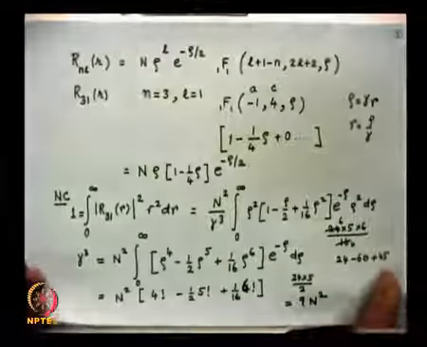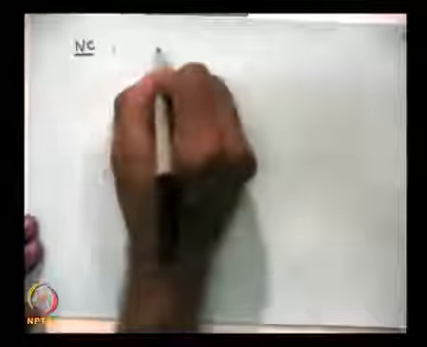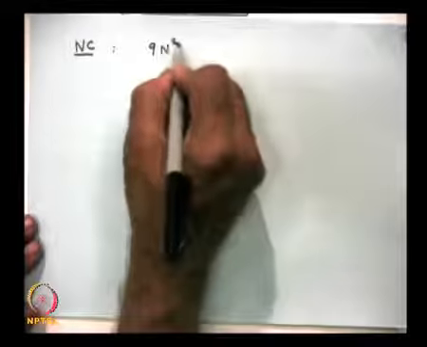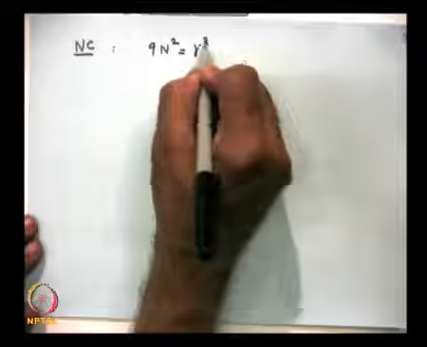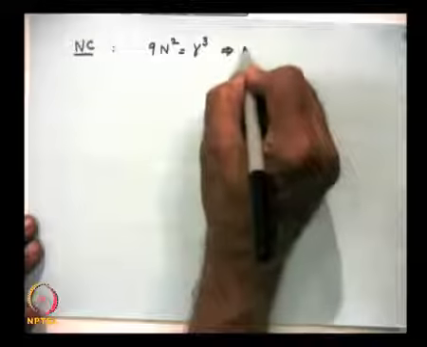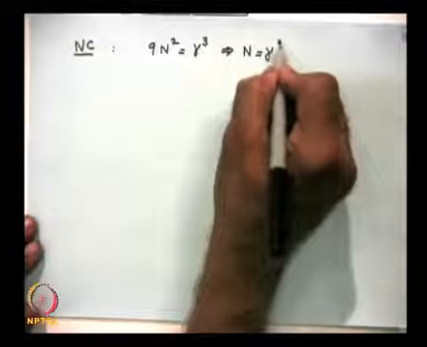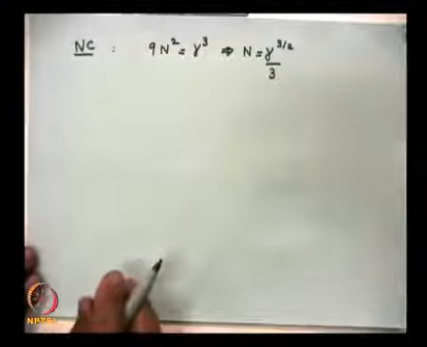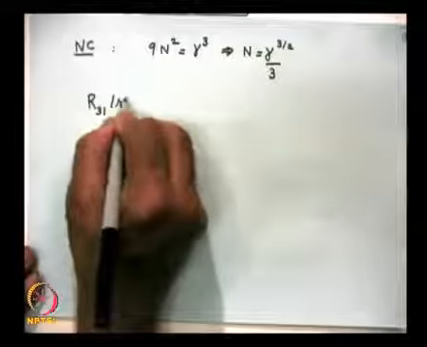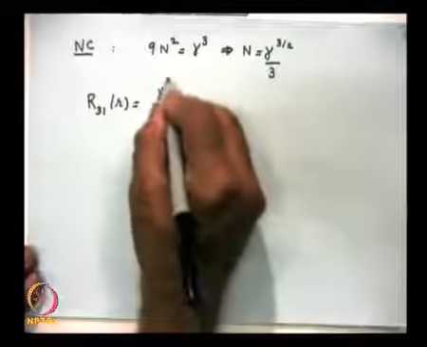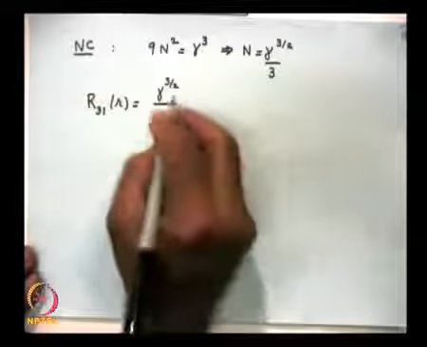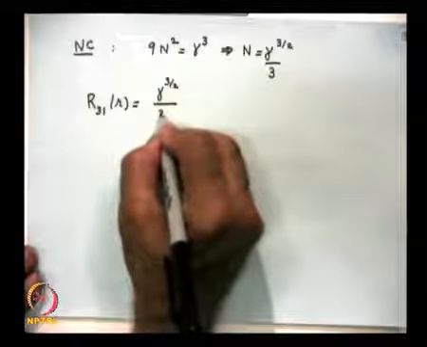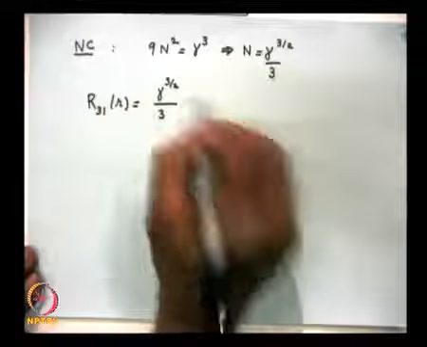So, therefore, the normalization condition will lead to 9 N square is equal to gamma to the power of 3. So, this leads us to N is equal to gamma raised to the power of 3 by 2 divided by 3. Now, there is one more thing that I would like to mention, that R31 of r, as I had written, was N, which is gamma raised to the power of 3 by 2 divided by 3, this factor, multiplied by rho.